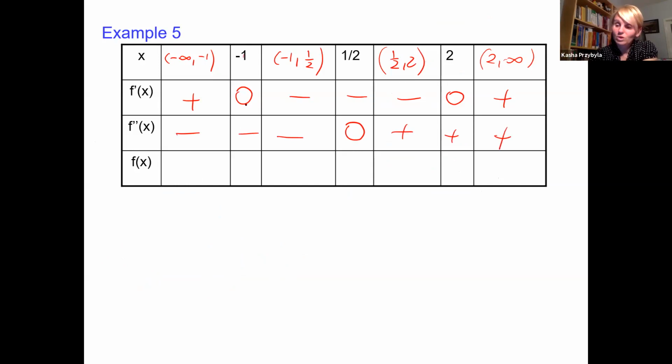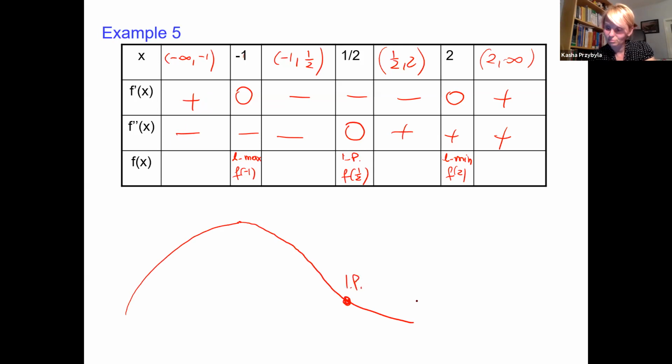Okay, now we know this was a local maximum, at 2 was a local minimum, and that was the inflection point. This is just f of negative 1, f of 2, and the inflection point f of 1/2. And now how the function behaves. The function must be increasing, concave down, bending this way, to a local maximum. Then it is decreasing, concave down, and actually changing. This will be the inflection point because it's still decreasing, concave up, until we reach the local minimum.